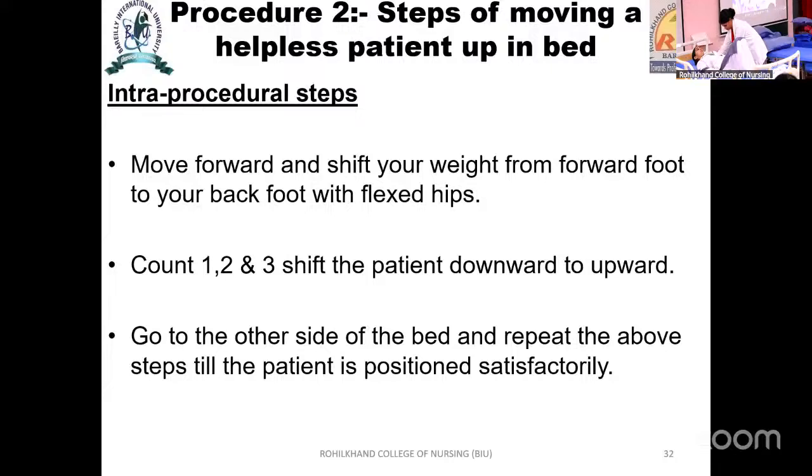Count 1, 2, and 3. Shift the patient from downward to upward. Go to the other side of the bed and repeat the above steps till the patient is positioned satisfactorily.